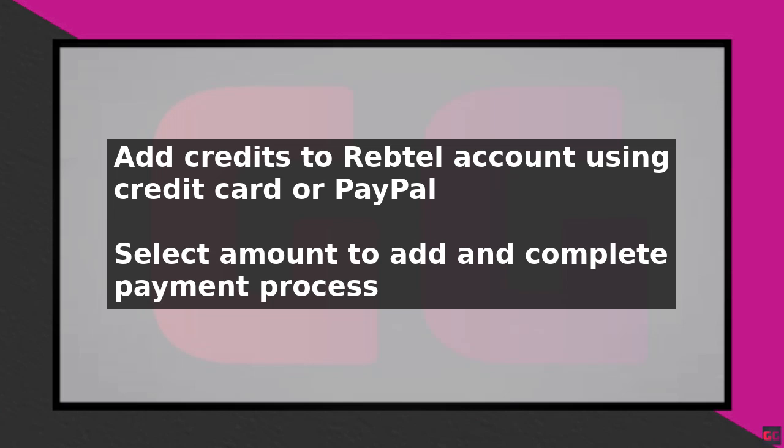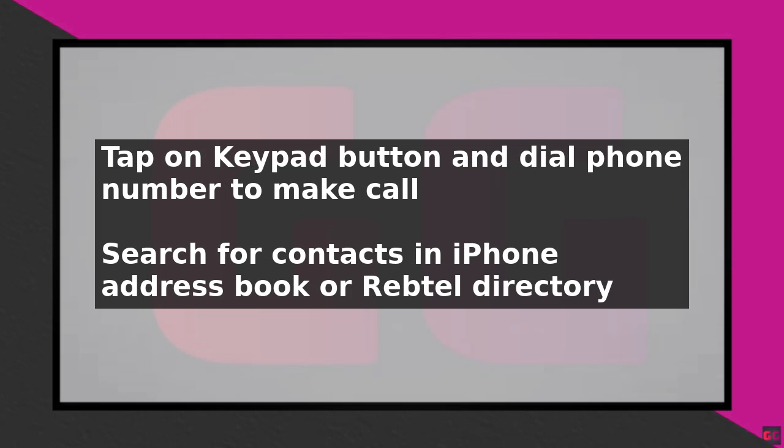When you make a call, Rebtel will connect you to the person you are calling using a local phone number. This means that the person you are calling will see a local phone number on their caller ID, rather than your actual phone number. This feature is useful if you want to keep your phone number private.